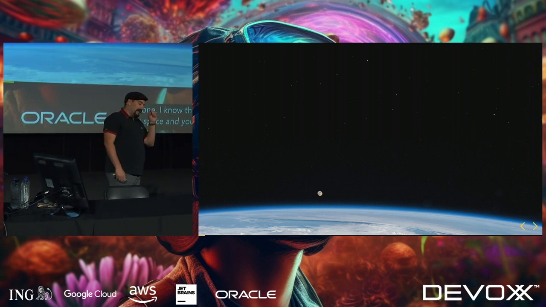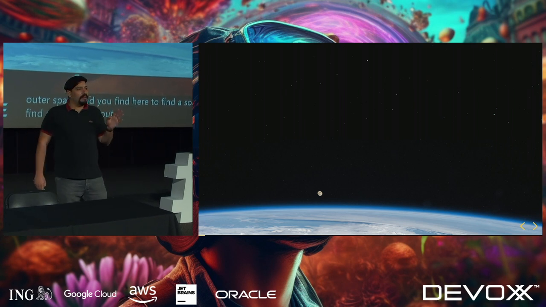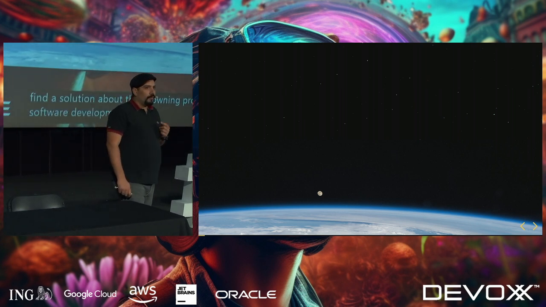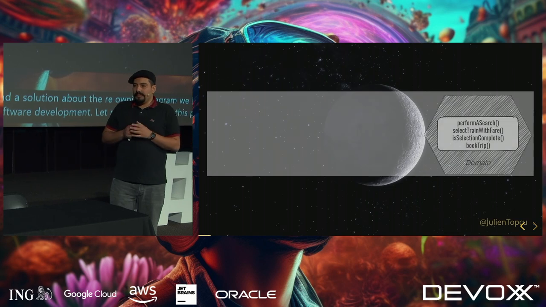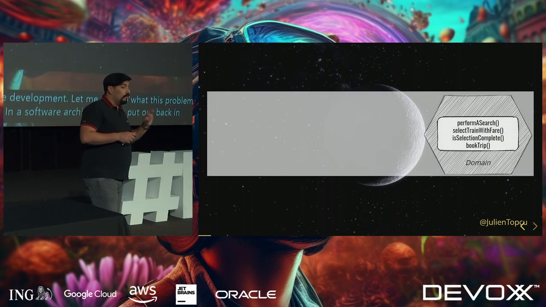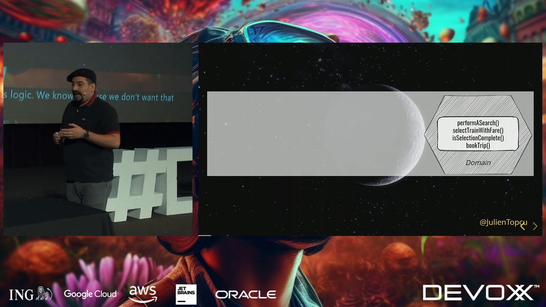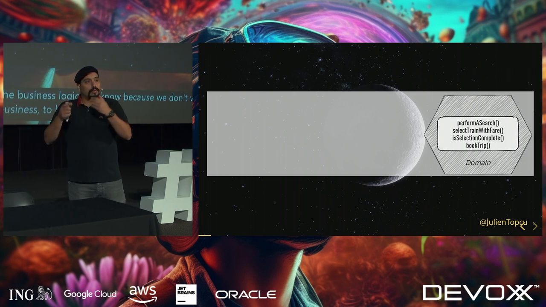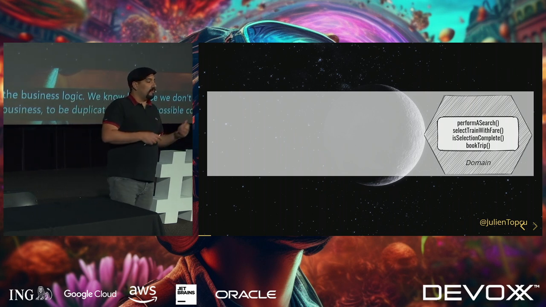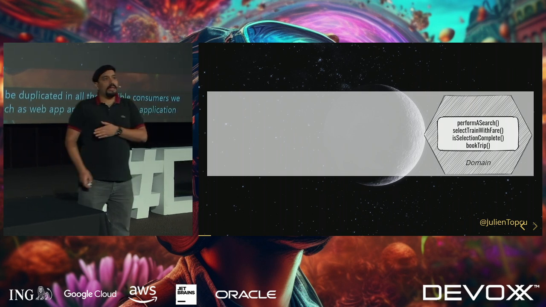you came here to find a solution to a really annoying problem we have in software development. Let me sum up what this problem is. Usually, in a software architecture, we put the business logic in our backends, because we don't want that business logic to be duplicated in all the possible consumers we may have, such as web applications, mobile applications, backends calling our backend.